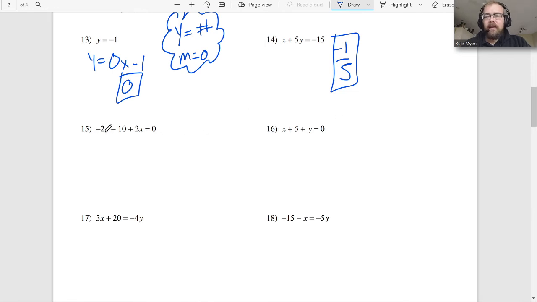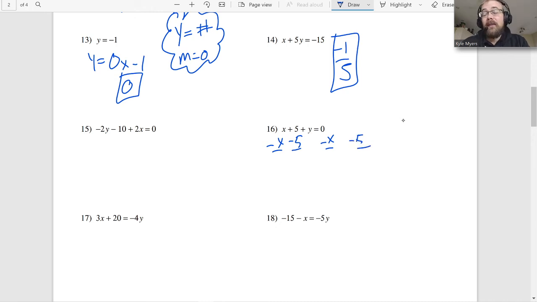These are not in standard form, and they're also not in slope-intercept form. So you could solve them for slope-intercept form. You could solve it for y. Let's solve number 16 for y. We would subtract x on both sides. Subtract 5 on both sides. You can do those simultaneously.